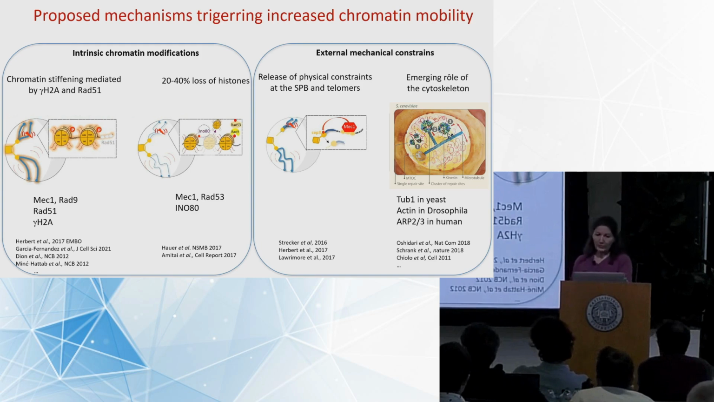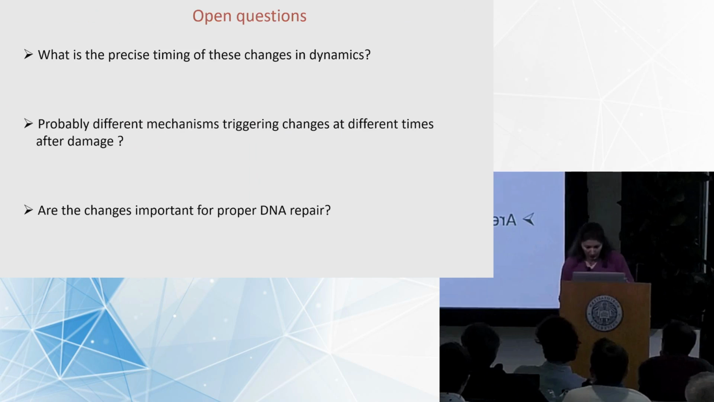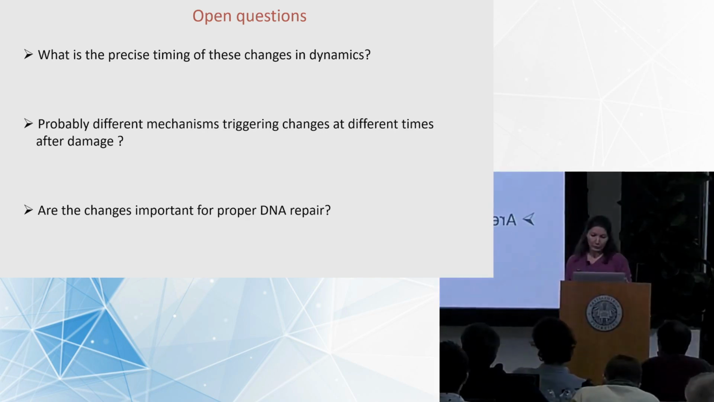And more generally, there are also very important emerging roles of the cytoskeleton, which has been shown in yeast, Drosophila, and in human cells. So there are many open questions. For example, one important caveat of this experiment is that we most of the time induce breaks in bulk, and when we look at them on the microscope, they all had a break at a different time. So the precise timing of these changes in chromatin dynamics is not understood. Probably there are different mechanisms that can trigger changes at different times after breaks. And finally, we want to understand what these changes are important for in proper DNA repair.